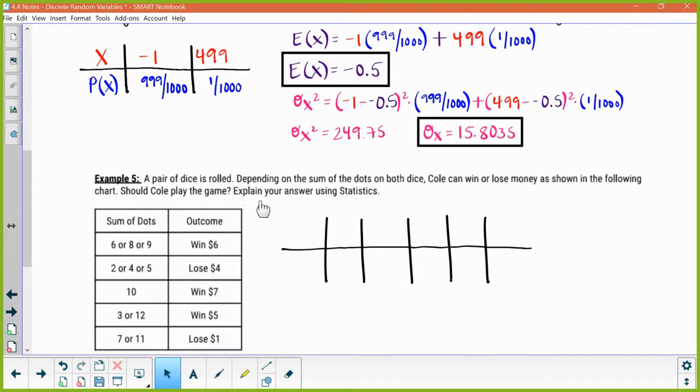A pair of dice is rolled. Depending on the sum of the dots on both dice, Cole can win or lose money as shown in the following chart. Should Cole play the game?